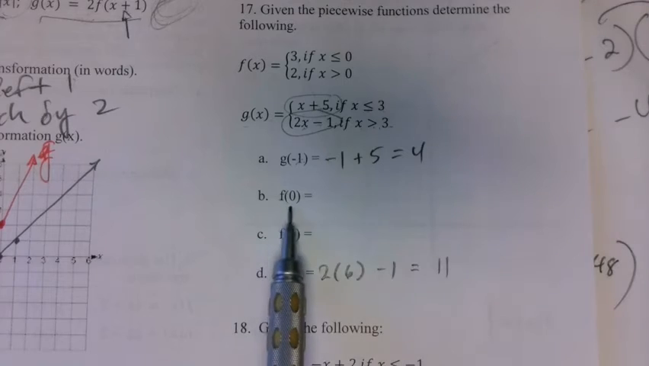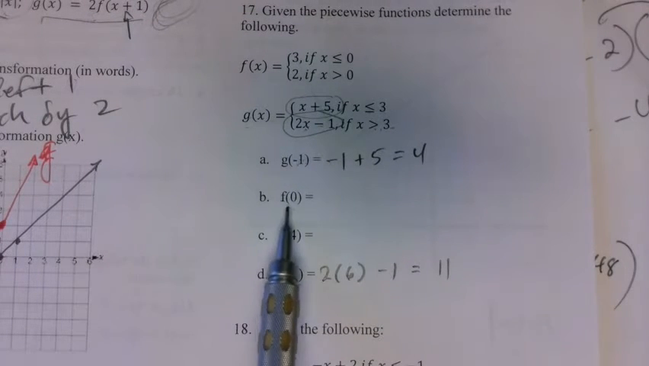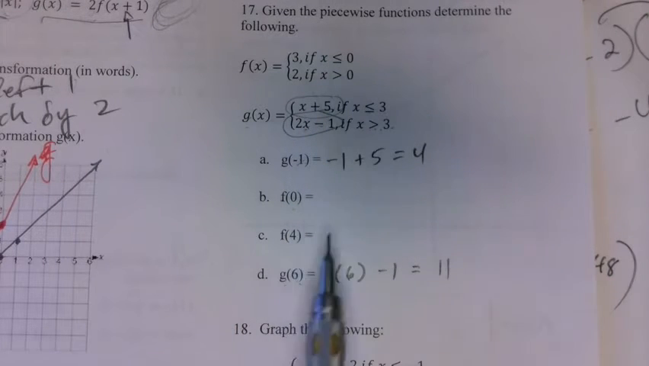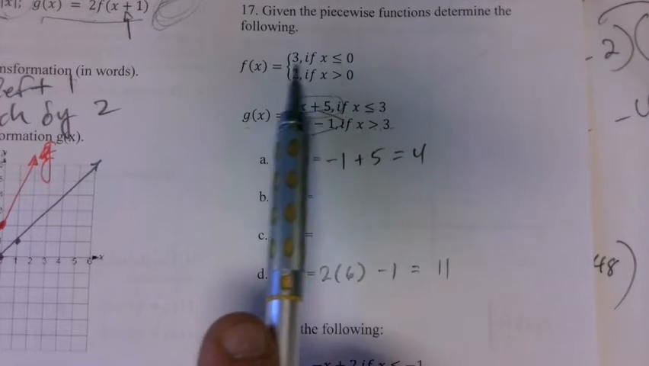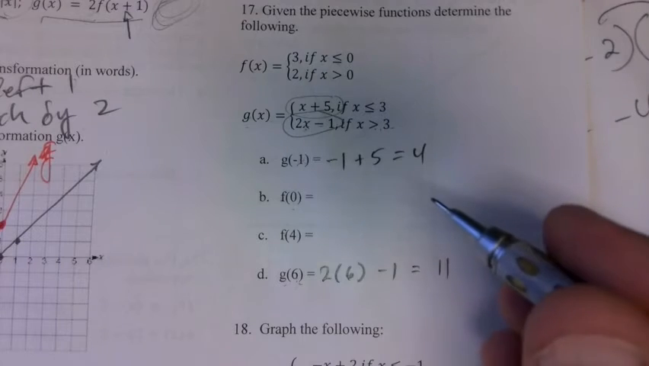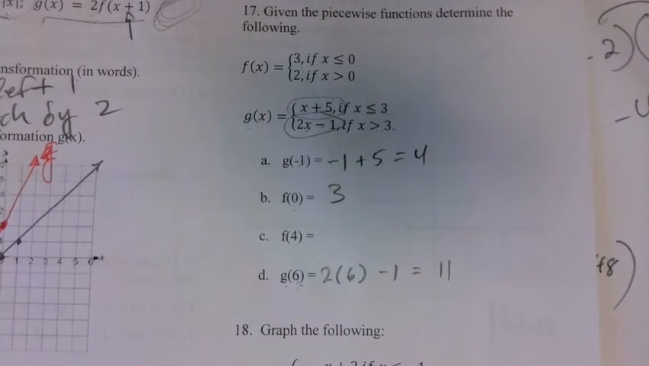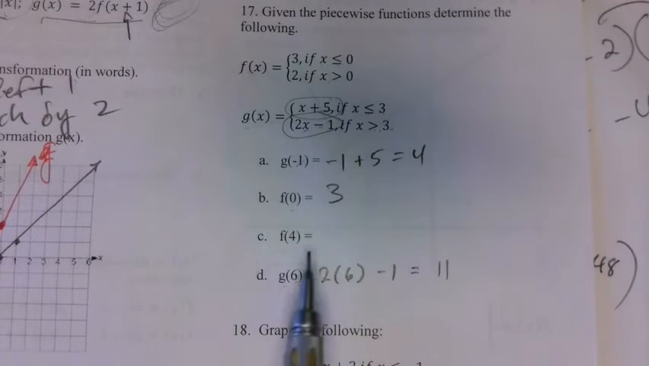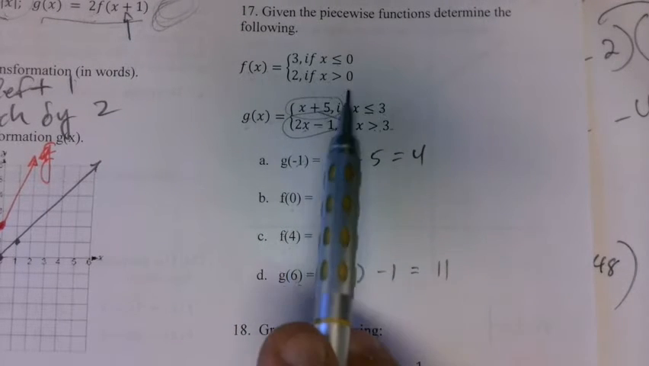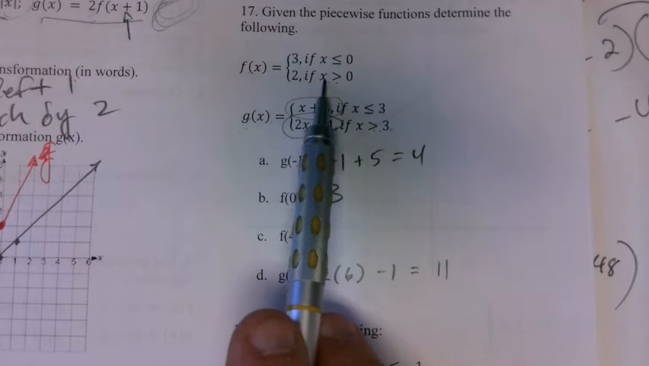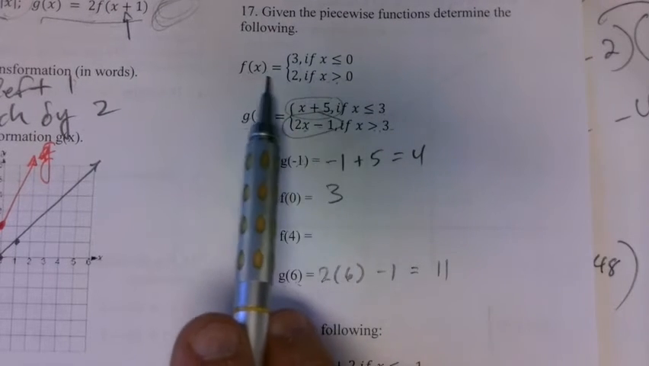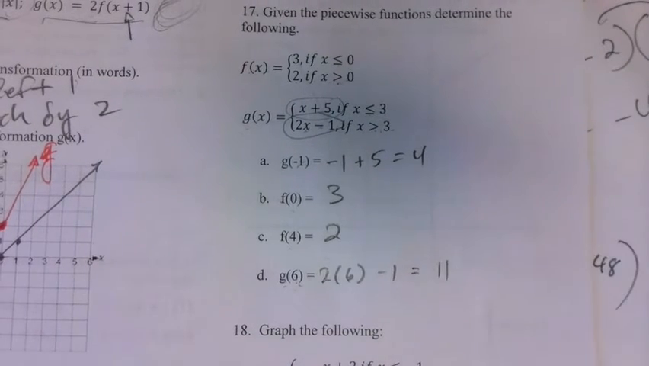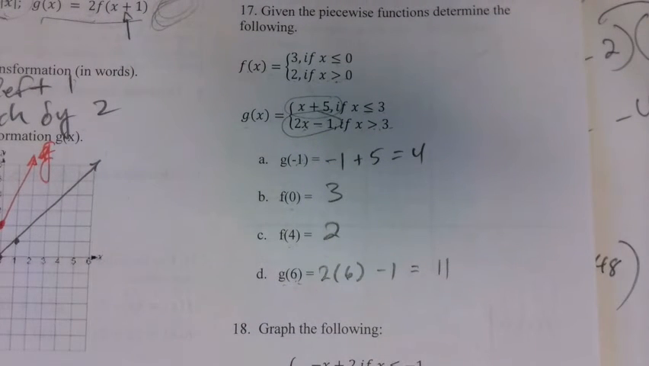Cool. F of 0. Well, here's f. Let's put in a 0. It says f of x equals 3 if x is less than or equal to 0. Well, 0 is less than or equal to 0, so it says f of x equals 3. Just equals 3. I just write down 3. Okay. So it says f of x equals 2 if x is greater than 0. Well, I look at the next one, f of 4. 4 is greater than 0. So it says if I put in any number greater than 0, it's going to spit out a 2. So this equals 2. No work to do. It's just put it in and get it out.